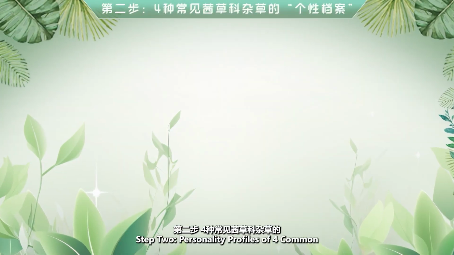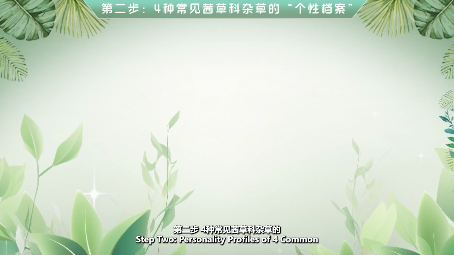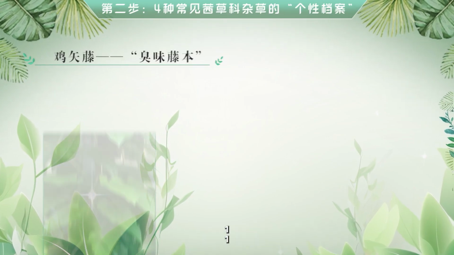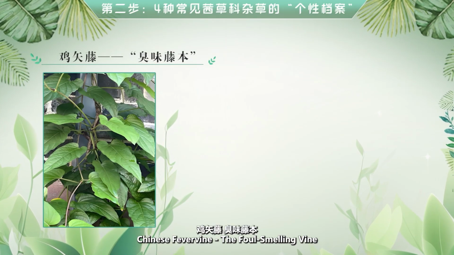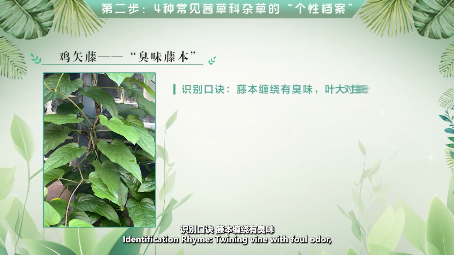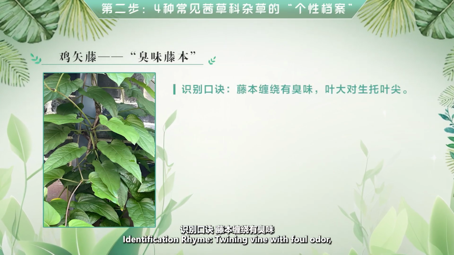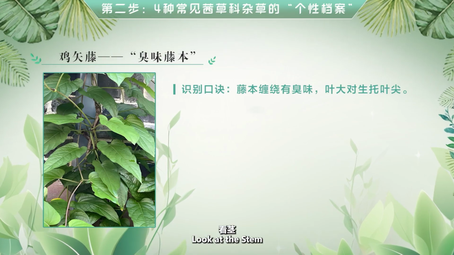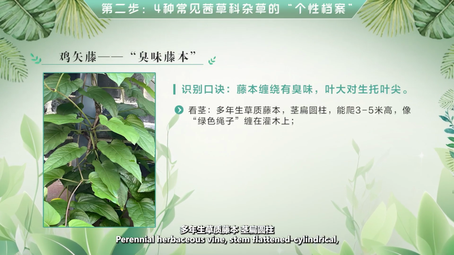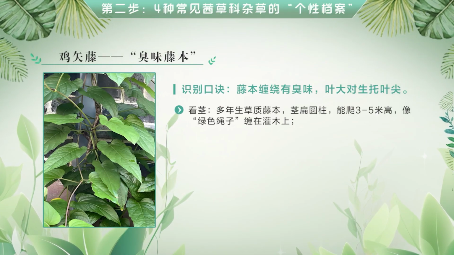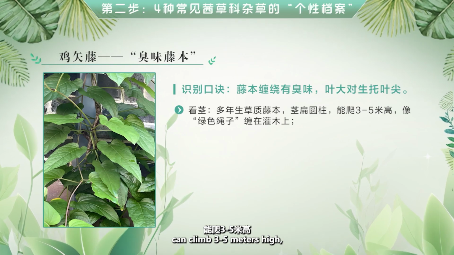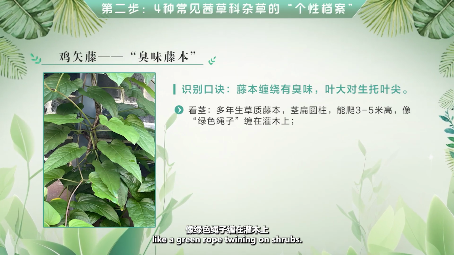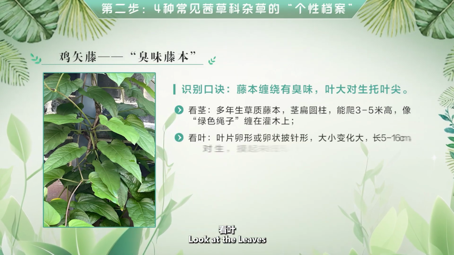Step 2. Personality profiles of four common Rubiaceae weeds. 1. Chinese fever vine, the foul-smelling vine, identification rhyme: twining vine with foul odor, large opposite leaves with pointed stipules. Look at the stem: perennial herbaceous vine, stem flattened cylindrical, can climb 3 to 5 meters high, like a green rope twining on shrub.